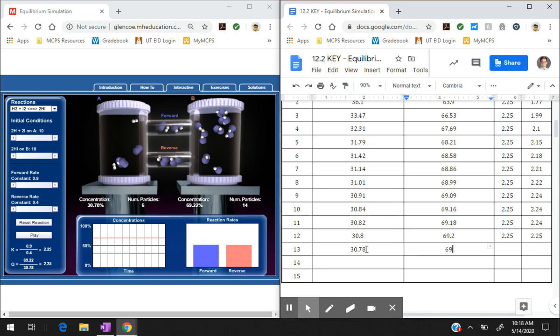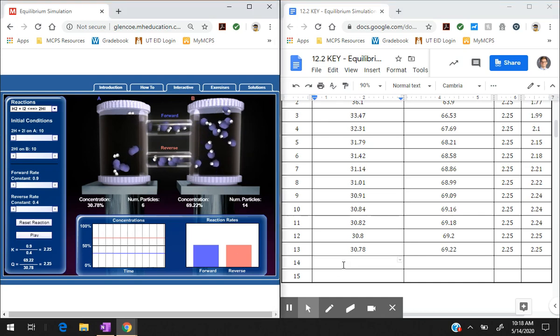30.78, 69.22. That's about the same. And here we go. We start to see this flat line where things are exactly the same because we have reached equilibrium.